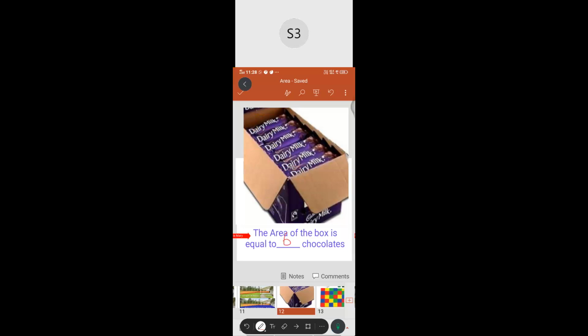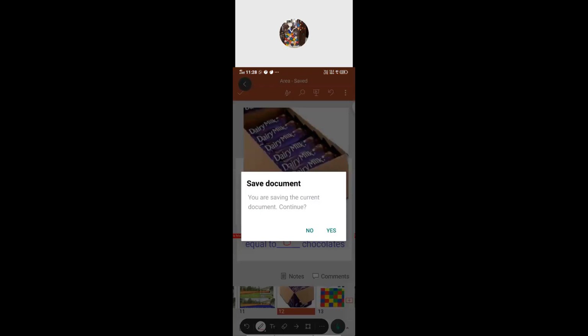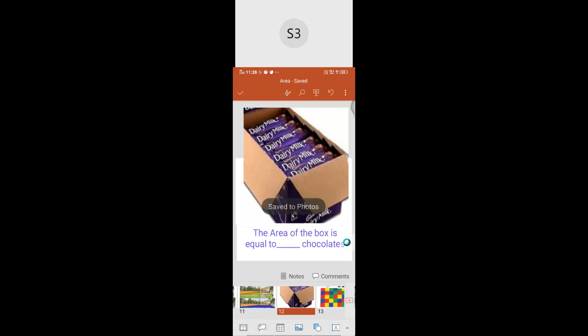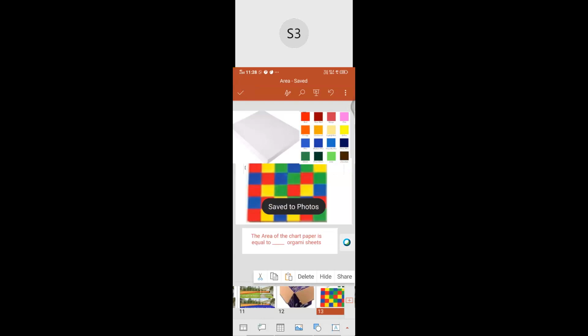So the area of the box is equal to 6 chocolates. I'll come to the next example. Consider that Varun has a chart paper here, and he has a set of origami sheets. He's trying to cover the chart paper with the origami sheets. Okay, so we're going to cover it now.